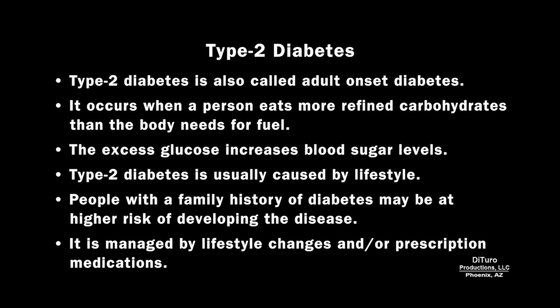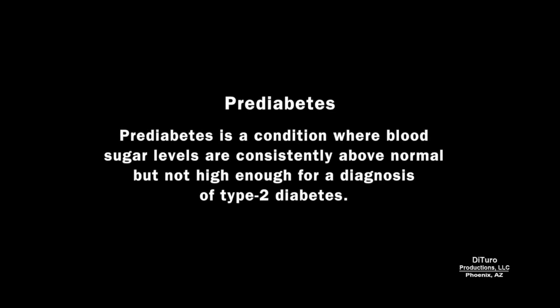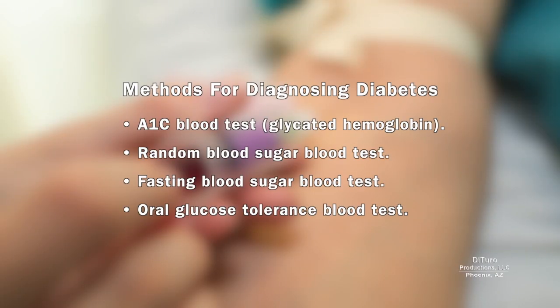Type 2 diabetes is usually caused by lifestyle. People with a family history of diabetes may be at a higher risk of developing the disease. It is managed by lifestyle changes and/or prescription medications. Prediabetes is a condition where blood sugar levels are consistently above normal, but not high enough for a diagnosis of type 2 diabetes.